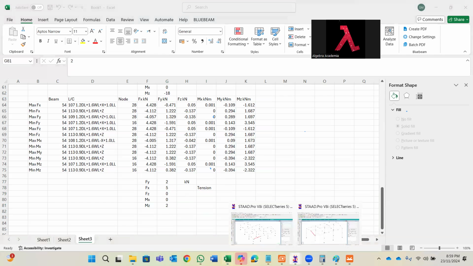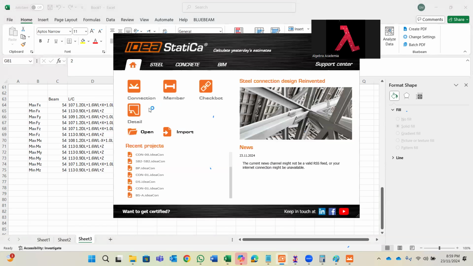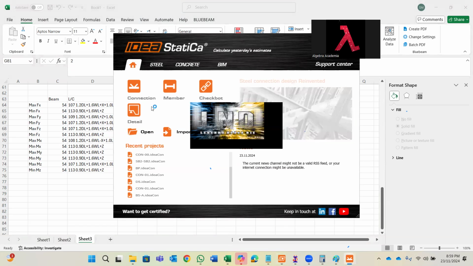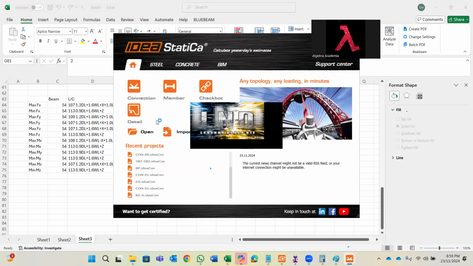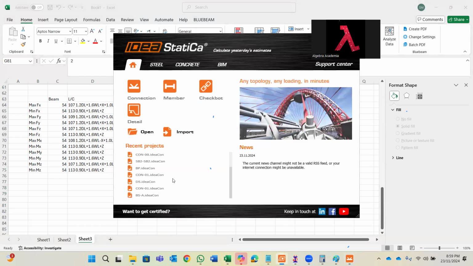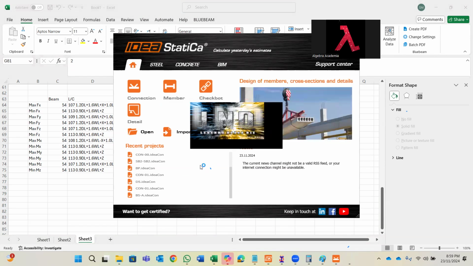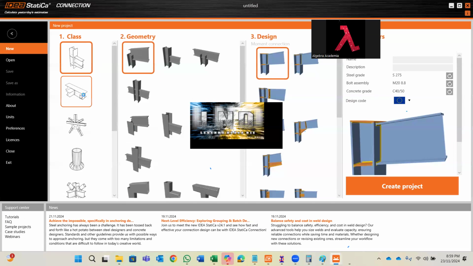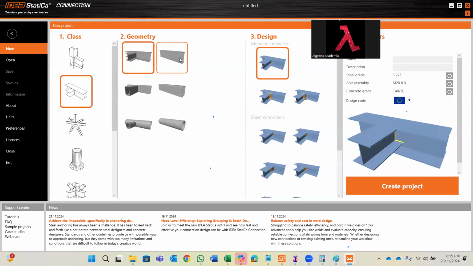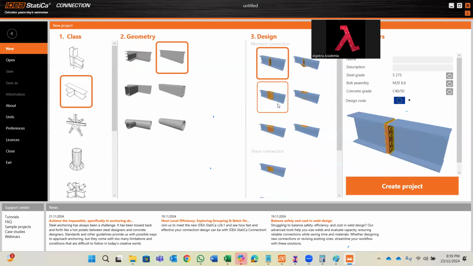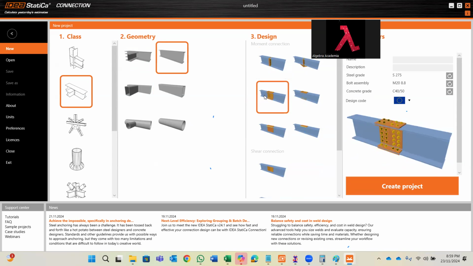Okay. So let me open the connection design again. Connection design. So I'm going beam to beam actually. This is the end plate, the one which you have seen now. So right below, this is the splice connections. So create project.